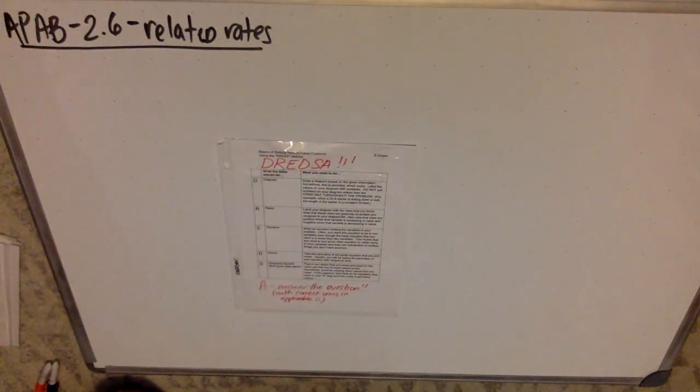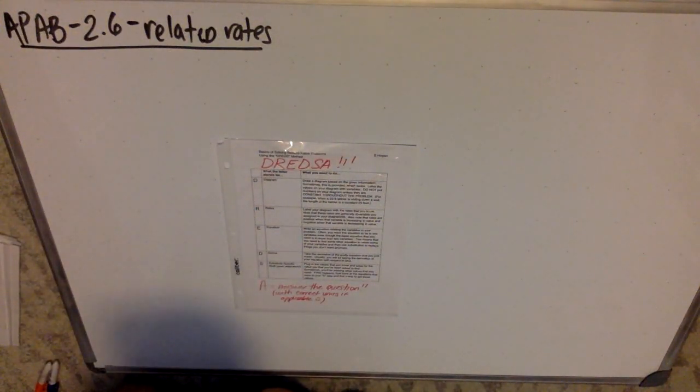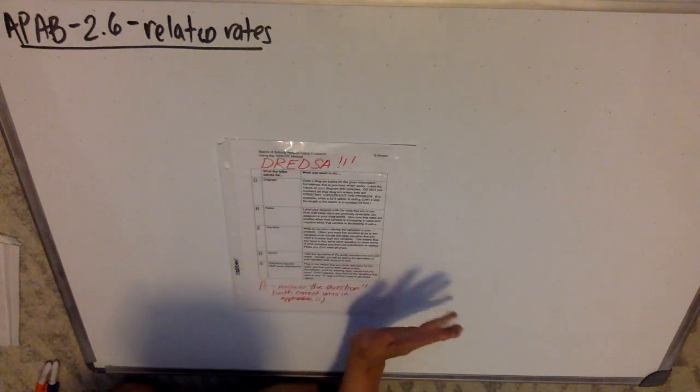This is APAB. We are doing section 2.6, which is related rates. So I know this piece of paper is tiny. We're going to address that in a minute. I know it's frustrating if you can't see it.